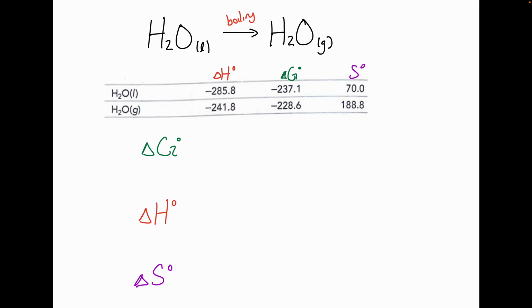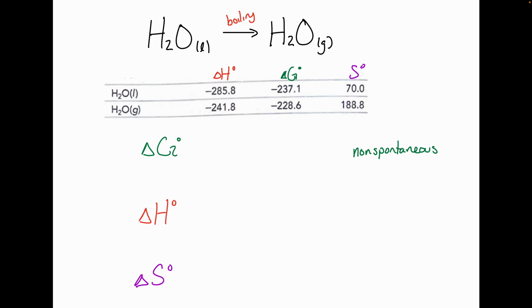All right, so delta G is going to tell us whether or not this reaction will happen, okay? So this boiling reaction at room temperature, are we worried about water boiling? No, right? So we would expect that this reaction would be non-spontaneous at our standard conditions at that 298 Kelvin.